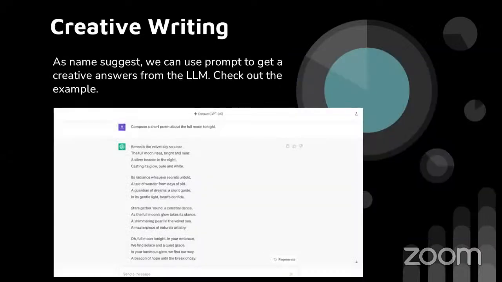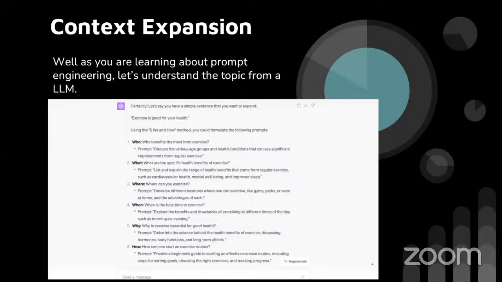Then you have creative writing, where you prompt the LLM to create something new. You can ask it to create a poem, for example. We've seen here how you have asked an LLM to compose a short poem about the full moon tonight. But you can ask it to create a story or a song or something like that based on any other topic, right? Any topic which you like. So that would be creative writing.